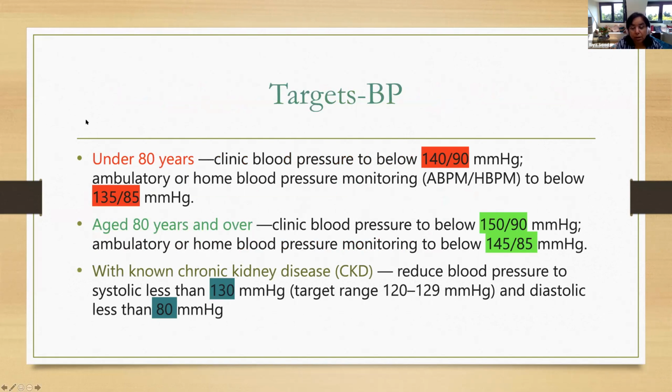This is your blood pressure target, which is pretty much based on the NICE hypertension guidance, which you should know. Under 80, less than 114/90. Take 5 off if you're doing it at home or ambulatory. If you're over 80, below 115/90, take 5 off if you're going to do ambulatory or home.